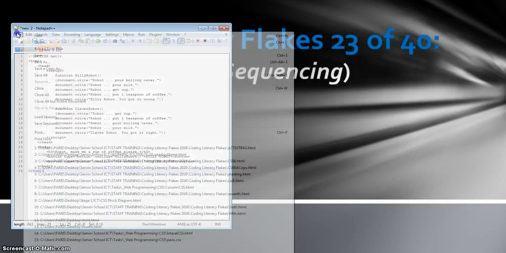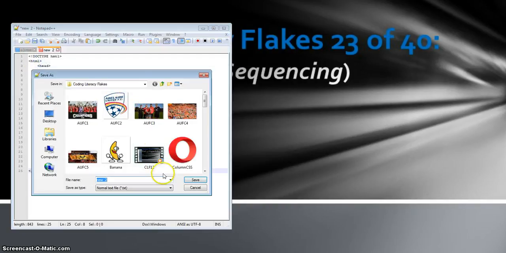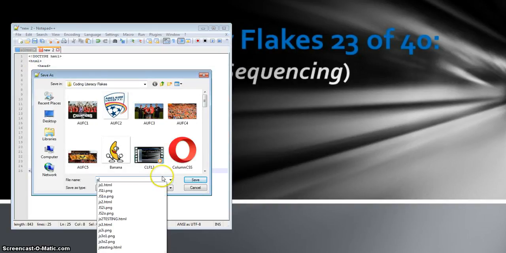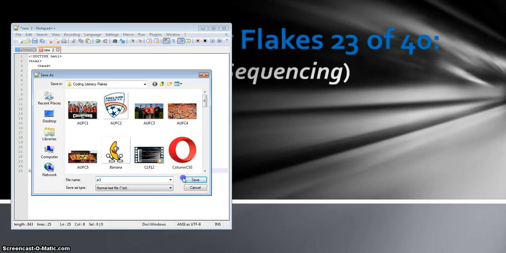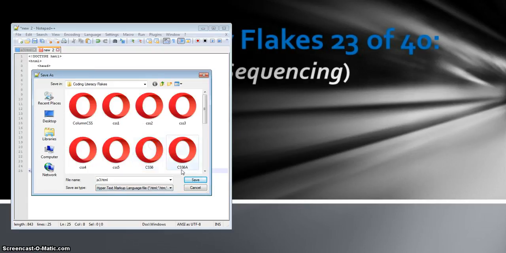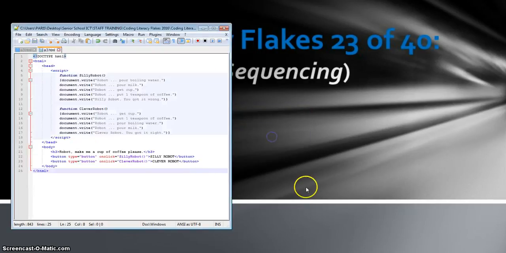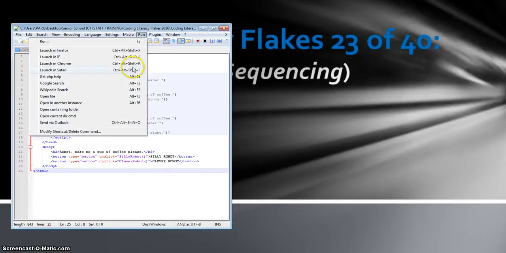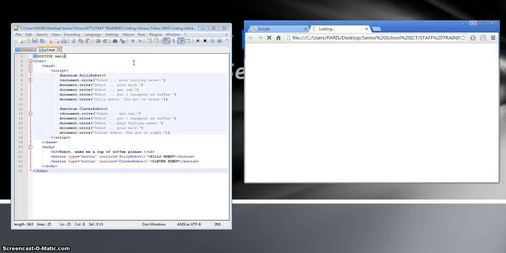Let's just save that. So file, save as JavaScript 3. Save it as HTML. It's a web page. Save, and it's all saved. Let's have a look at it now. I'm going to fire it up using Chrome. Okay, there it is. Robot, make me a cup of coffee, please.